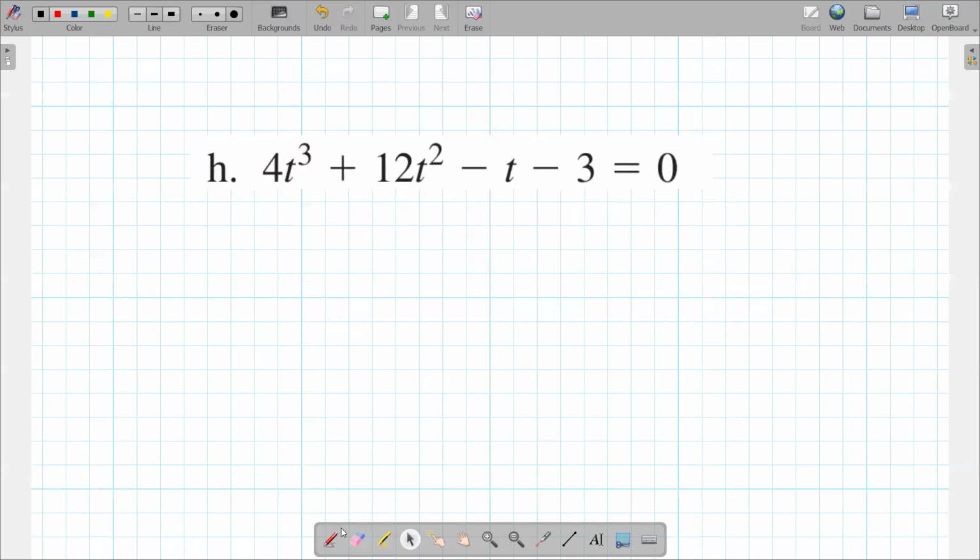Let me just show you what I mean. Actually, it's going to fail anyways, because if t squared is x, look at how weird this becomes. This becomes x to the power of 1.5 plus 12x minus root of x minus 3 equals 0. So I've just made this way more complicated using a substitution. So it's not always going to work.